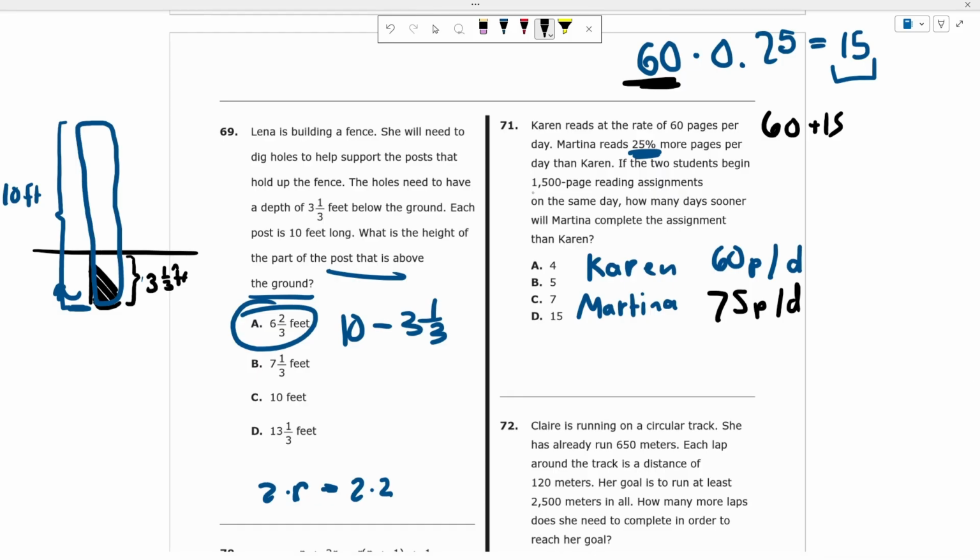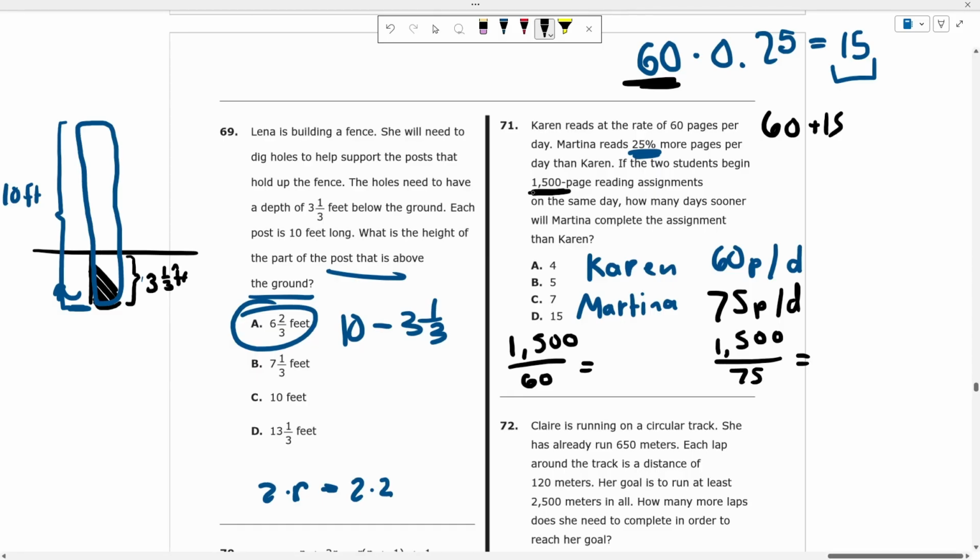Now, we know that they both get the same length assignment. They both need to read 1,500 pages. Okay, so if one of them reads 60 pages per day and the other one reads 75 pages per day, how many days is it going to take for either one of them to complete it?